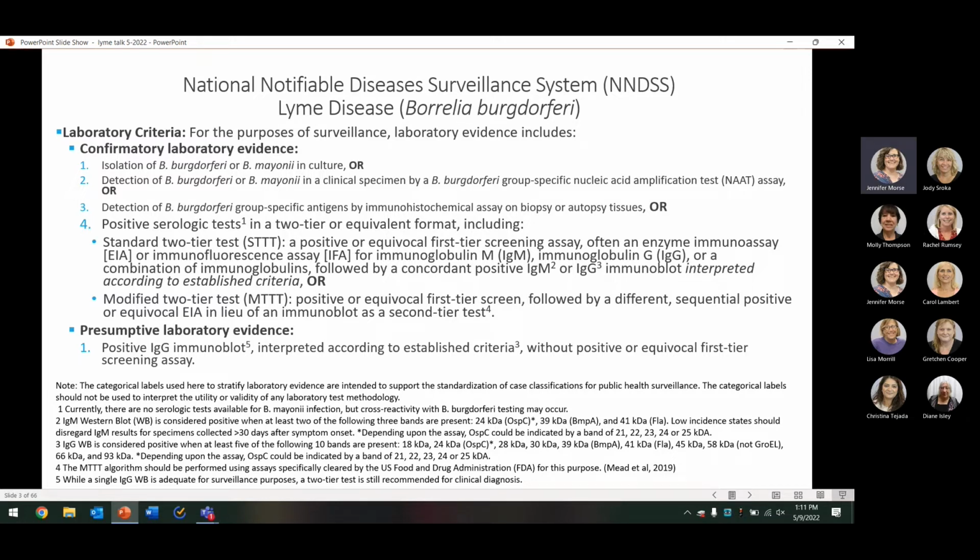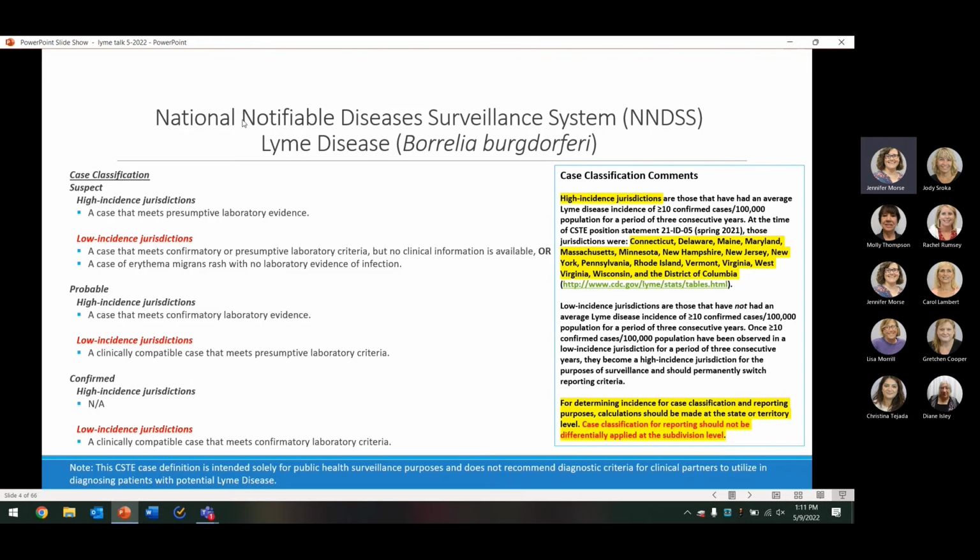And so we're going to talk more about all this really confusing stuff. This presumptive lab evidence, again, is used for us to count possible cases. This should not be used by clinicians to diagnose, but we'll talk more about that. Now we're going to go over to this box here to start with.